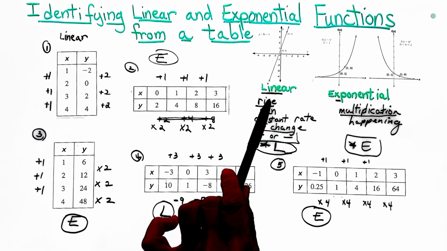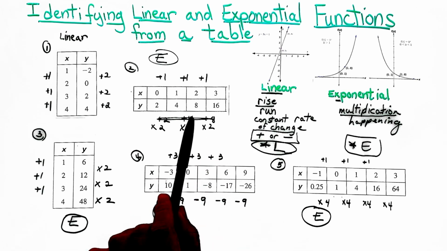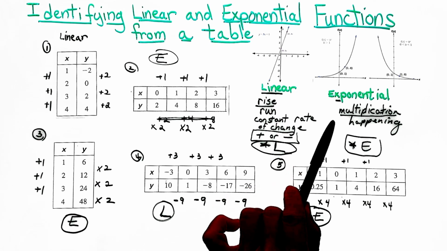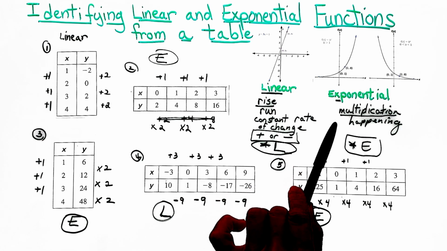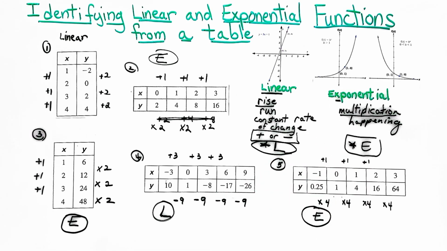Again, linear is going to be a line, and you're either going to be adding or subtracting, and it's going to be a constant rate of change. Exponential is where you're going to have multiplying, and you see that this is what our graph would look like for that exponential function.